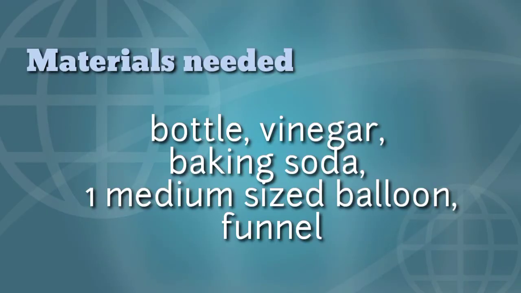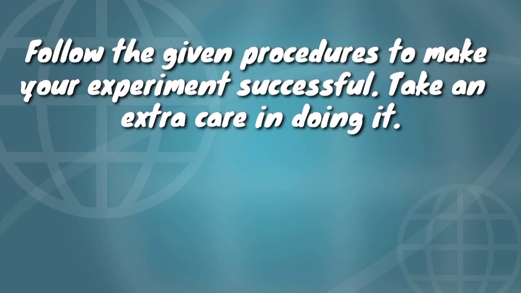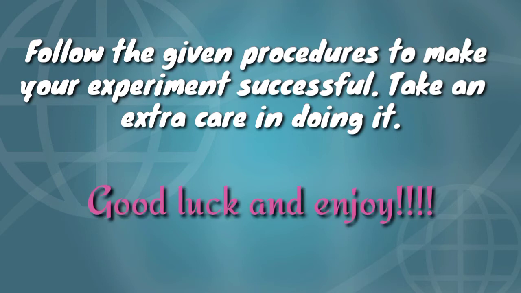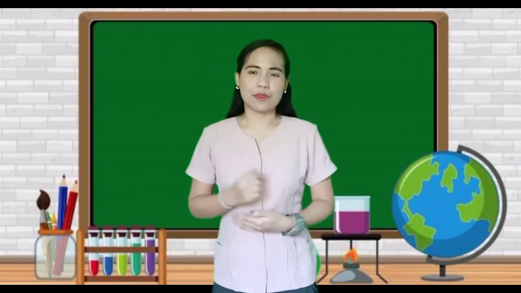In activity 3, you will need the following: bottle, vinegar, baking soda, one medium-sized balloon, and funnel. Follow the given procedures to make your experiment successful. Take extra care in doing it. You may find the procedure on page 6 of your module. Good luck and enjoy! In activity 3, you were able to learn how chemical reactions happen to substances.